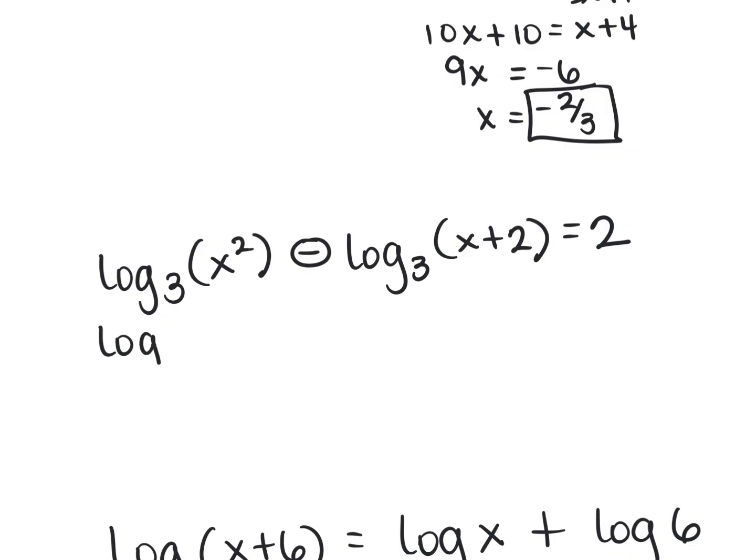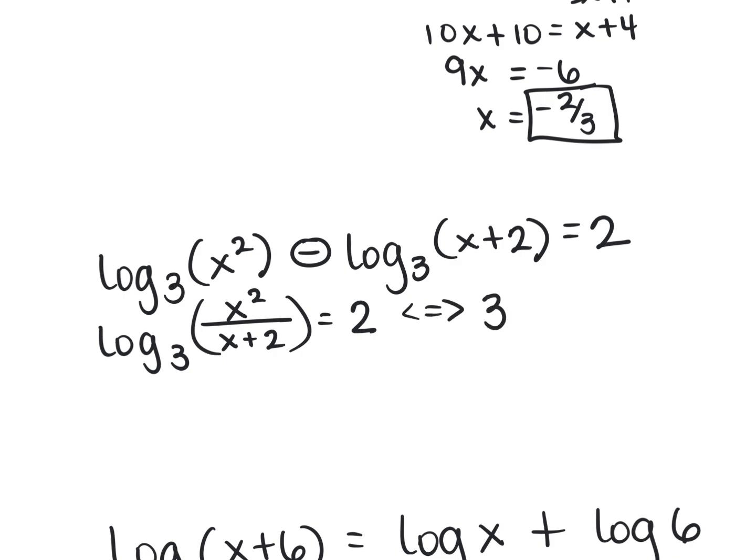So we have log base 3 of x squared goes in the top, x plus 2 goes in the bottom, and that's equal to the number 2. So again, now that I have 1 logarithm, I'm going to change this into exponential. So I have my baby base of 3 becomes big base 3. My 2 is the exponent, so that goes as an exponent on the base. And that's now equivalent to x squared over x plus 2.